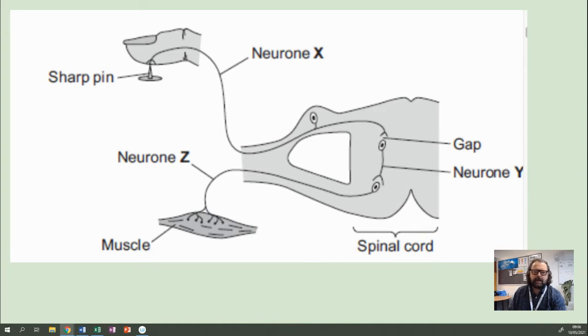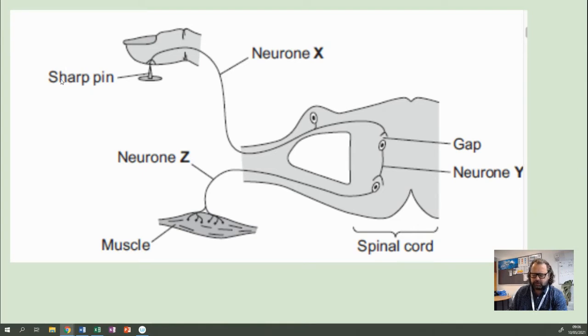Let's talk about reflex actions in your nervous system first. So you can see here a typical diagram from an exam paper, and we've got a circle, if you like, a cycle of nerves carrying a message from the pin down neuron X, across a gap, along neuron Y, down neuron Z to a muscle, and something's going to happen. In this case, someone will take their finger away from the sharp object. Now you need to know the names of these parts, so always look for where does it start.